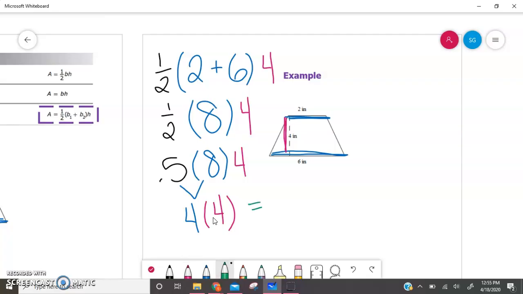So our final answer, 4 times 4 is 16 inches. Now this was area, so that means we found the space that's inside our trapezoid. So we need to make sure that with area, we always put squared. So our final answer for the area of a trapezoid is 16 inches squared. Let's go ahead and do our next example.